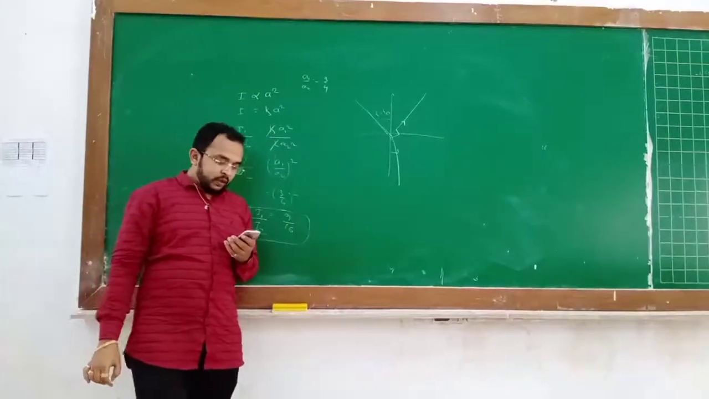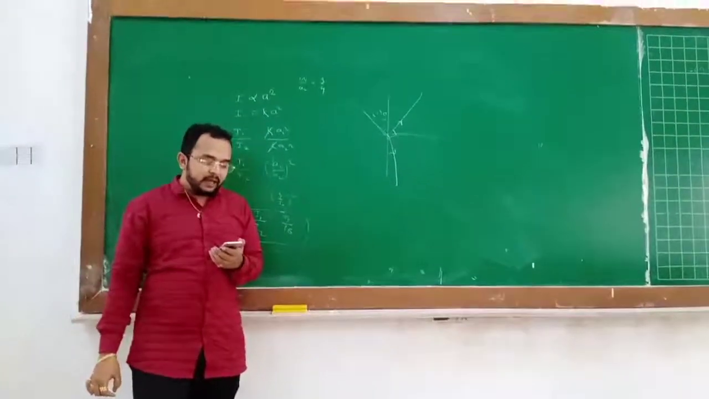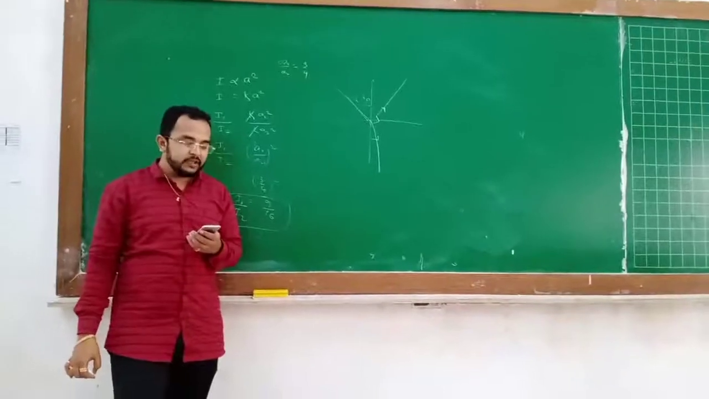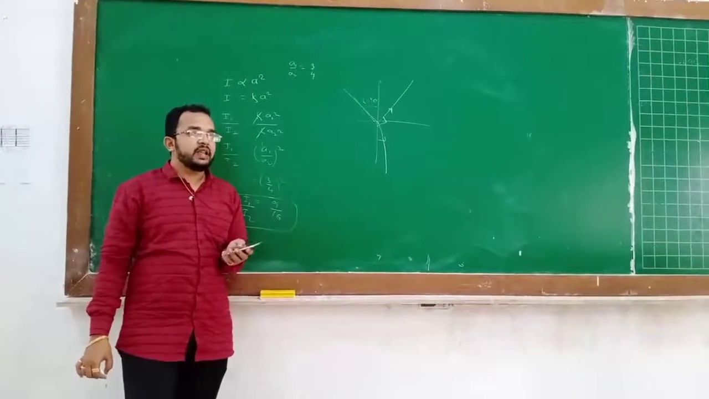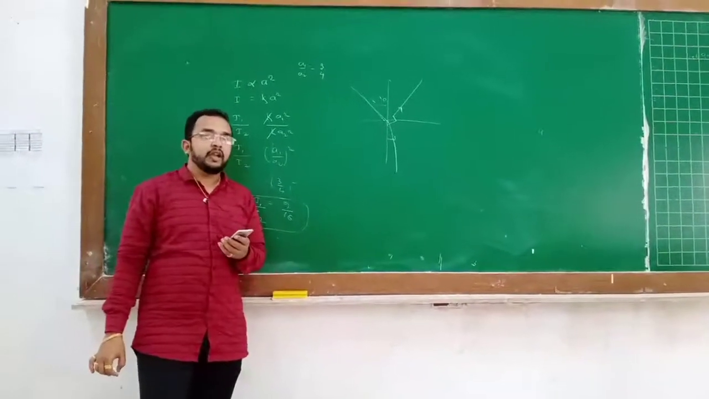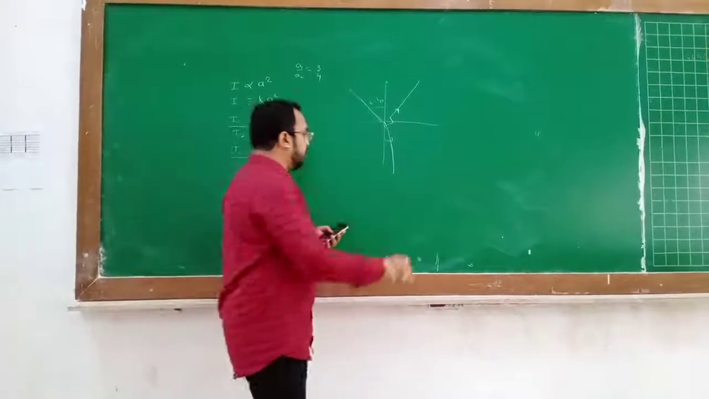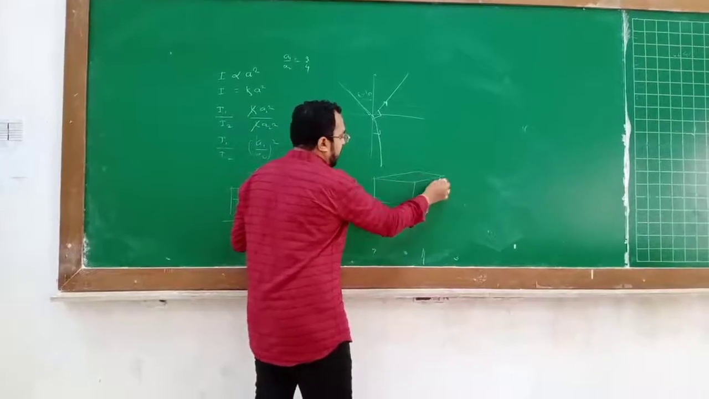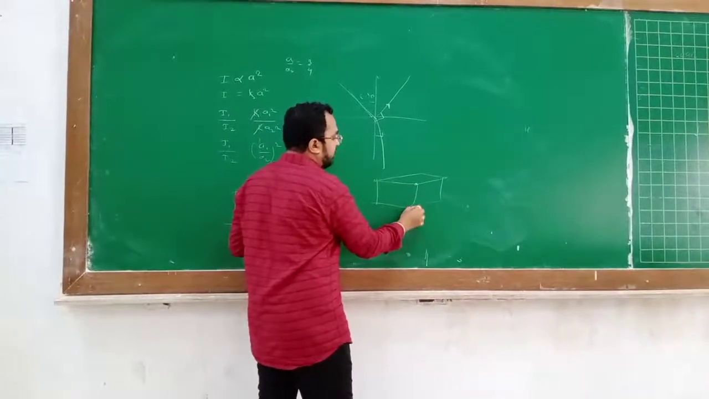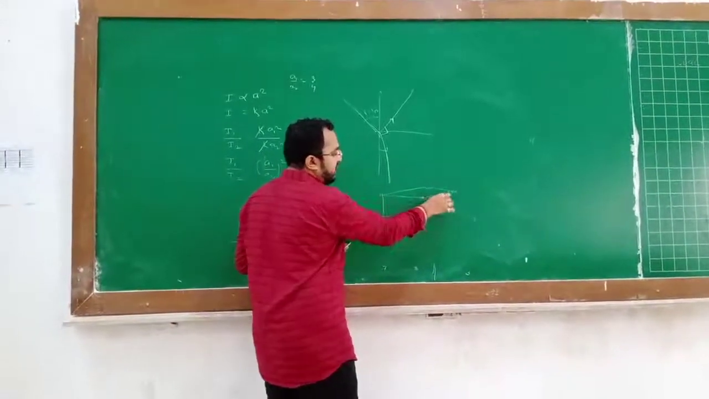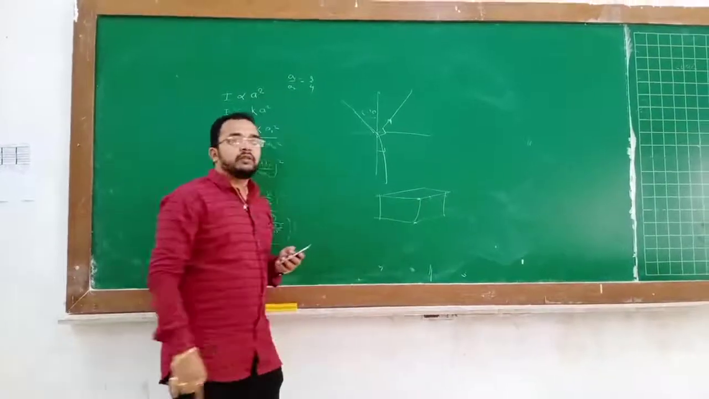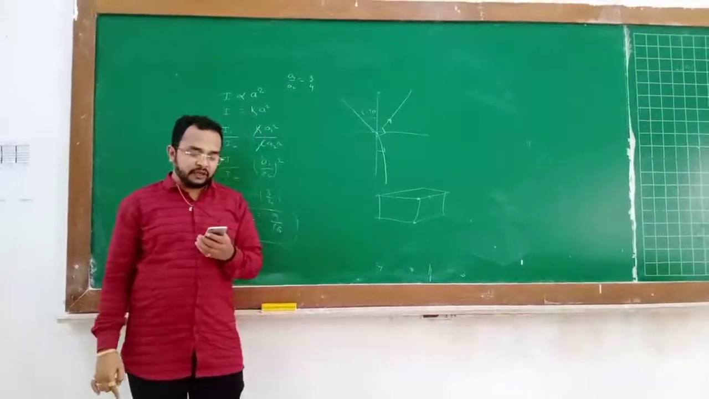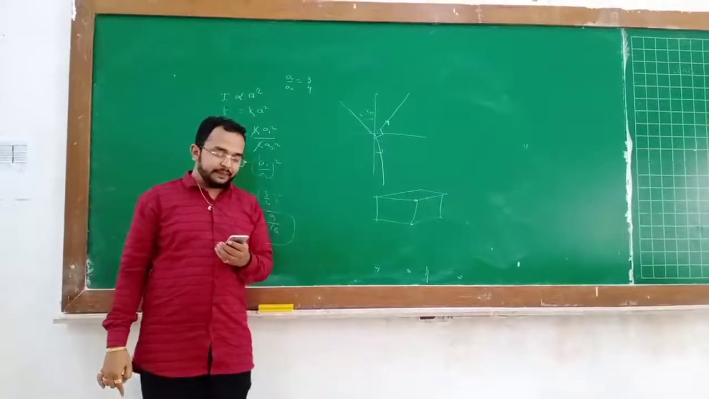Okay. Now the next question: the bending of a beam of light around the corners of an obstacle is what? In the revision class I told you that bending of light at the edge or corner of the obstacle is called diffraction. So option B is correct.